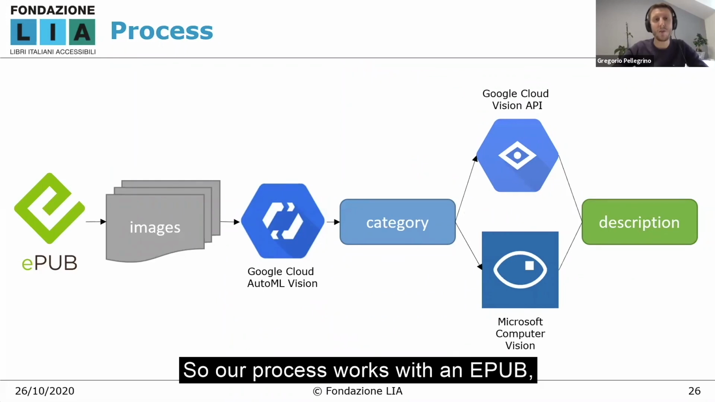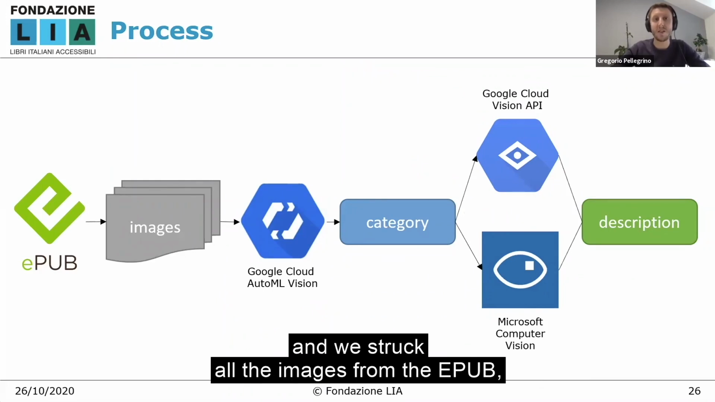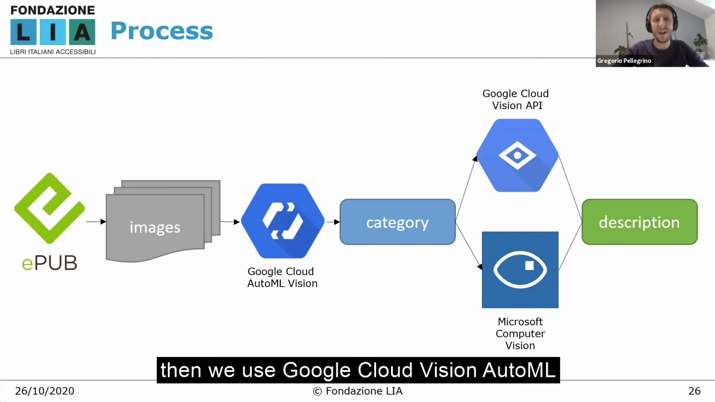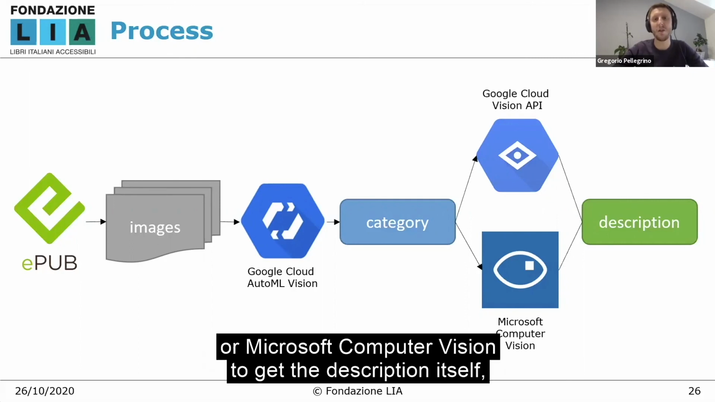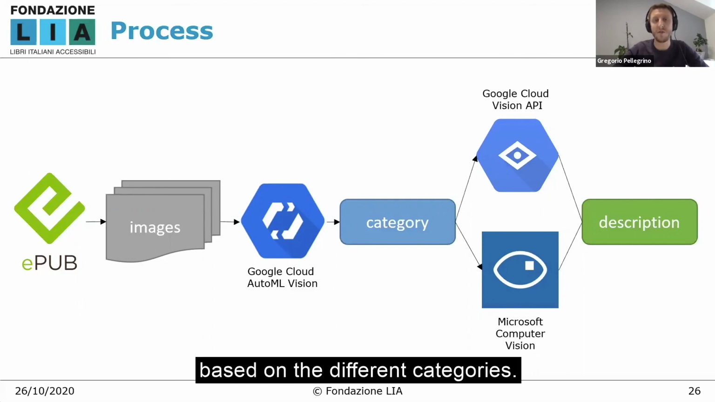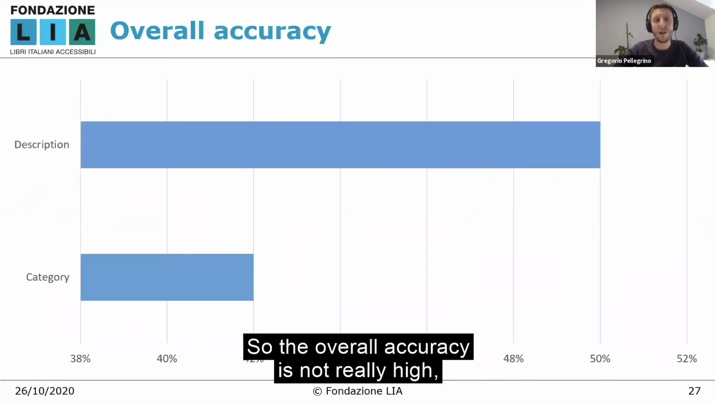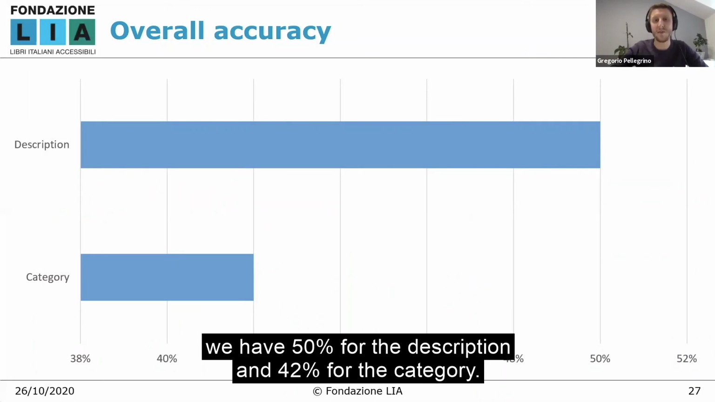Our process works with an EPUB, and we extract all the images from the EPUB. Then we use Google Cloud Vision AutoML to get the category of the image itself. And then through the category, we decide to use either Google Cloud Vision API or Microsoft Computer Vision to get the description itself based on the different categories. So the overall accuracy is not really high. We have 50% for the description and 42% for the category.